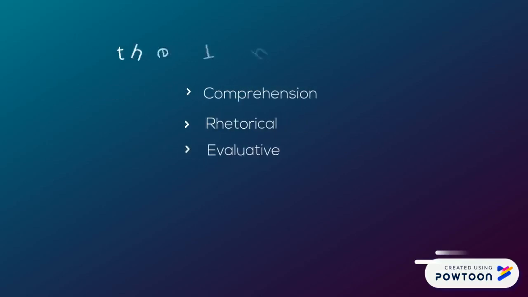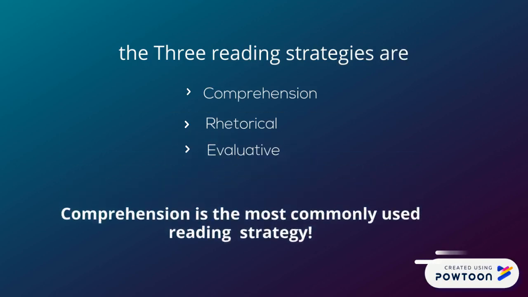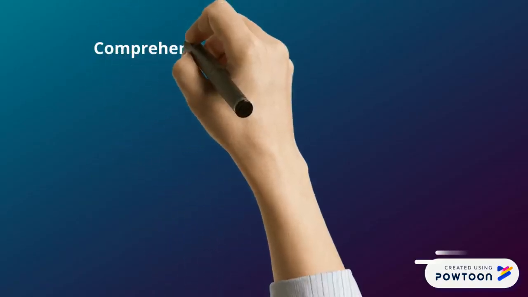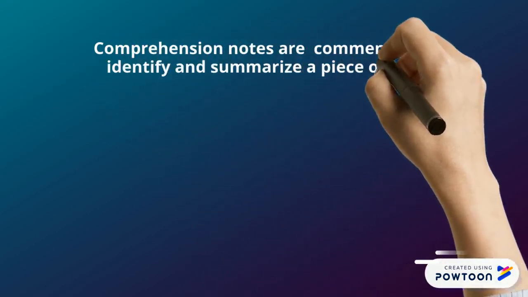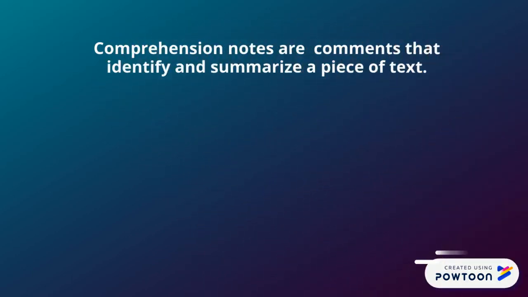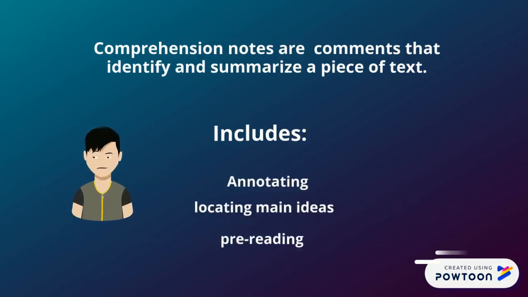First, let's start with the basics. There are three different types of reading strategies: comprehension, rhetorical, and evaluative. Comprehension is the most commonly used one of the three reading strategies. Comprehension strategies use comments that identify and summarize a piece of text. Comprehension includes annotating, locating main ideas, and even pre-reading.